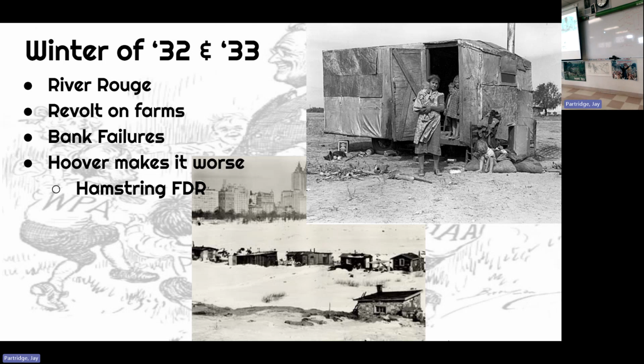Make it worse. Why did he make it worse? He wanted to hamstring Roosevelt. Hoover said, in fact sent word to Roosevelt, who was president-elect. Remember, Roosevelt is sitting in Albany waiting to become president. And Hoover sent word to Roosevelt, I will work hard to stop the bank crisis.